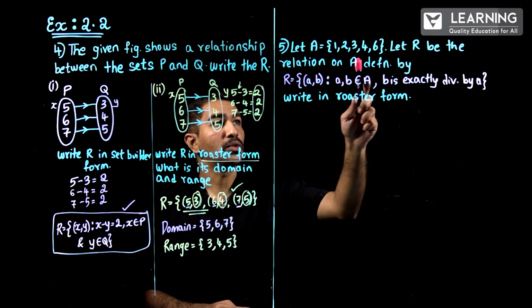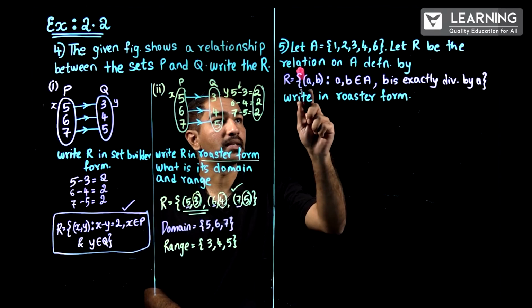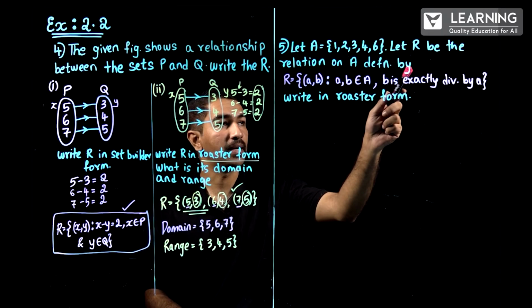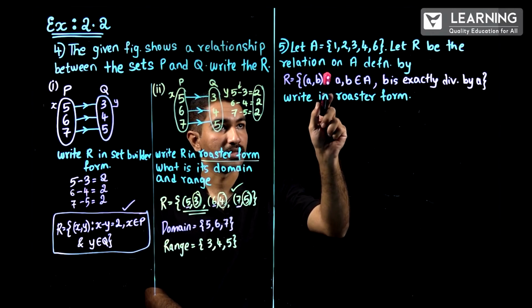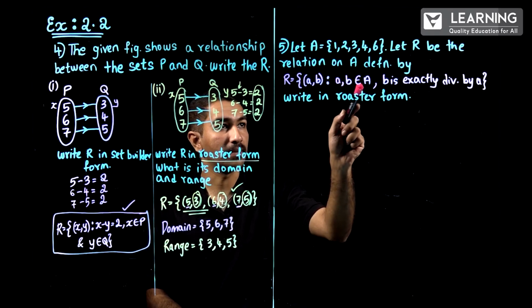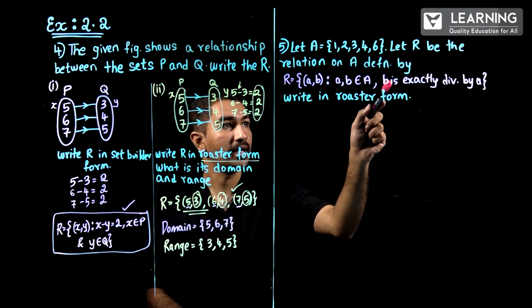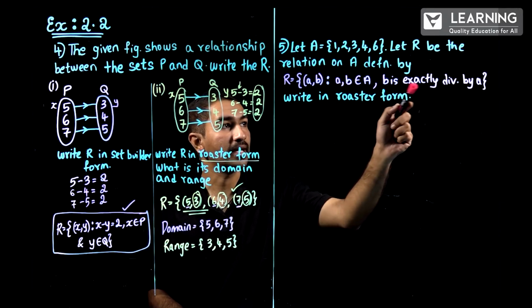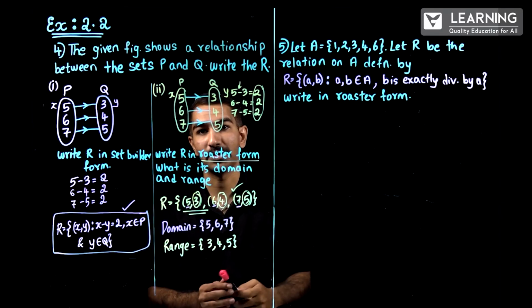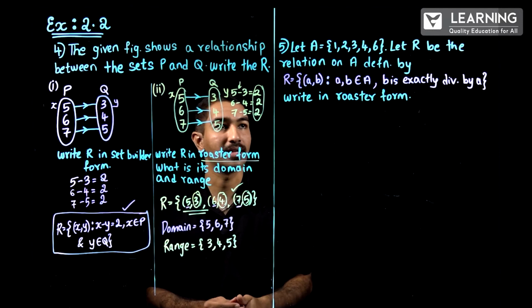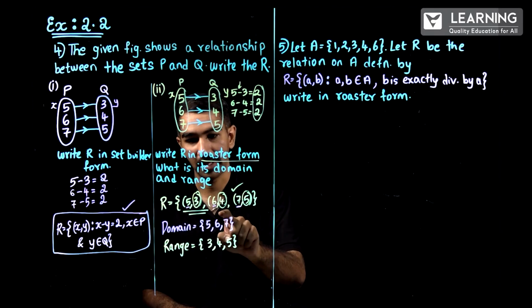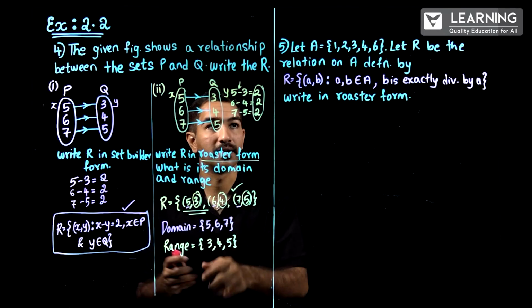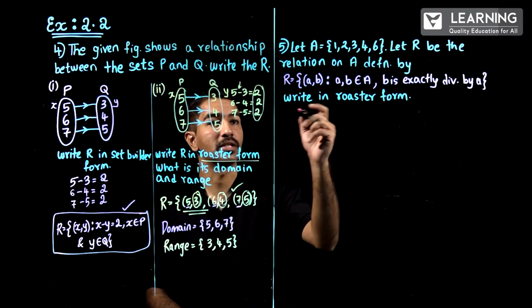Let A equal 1, 2, 3, 4, 5, 6. Let R be a relation on A defined by R equals (a, b) such that both a and b belong to set A and b is exactly divisible by a. Exactly divisible by a means what, students? The remainder is 0, that's all. That is nothing but exactly divided. Write it in the roster form. So we have to write it in the roster form, not the set builder form. Okay, so let us start with this question. So the solution will start.